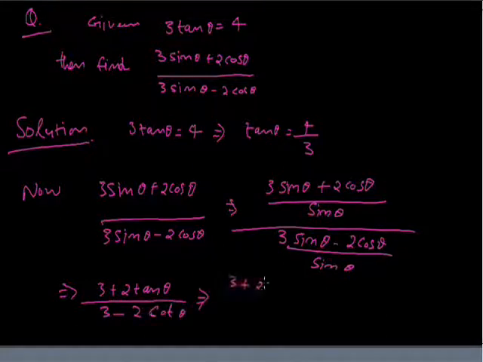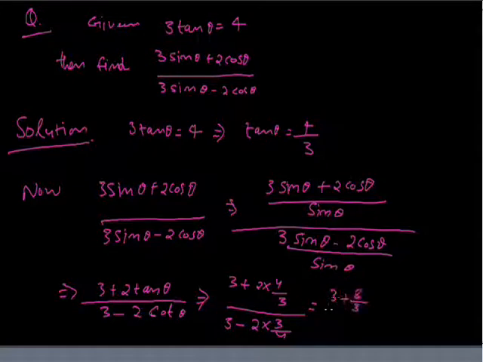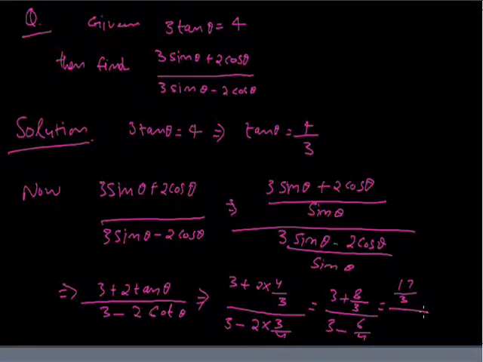Now we know tan theta equal to 4 upon 3 and cot theta equal to 3 upon 4. This becomes 3 plus 8 upon 3 minus 6 upon 4, or 17 upon 3 upon 3 upon 2, or 34 upon 9.